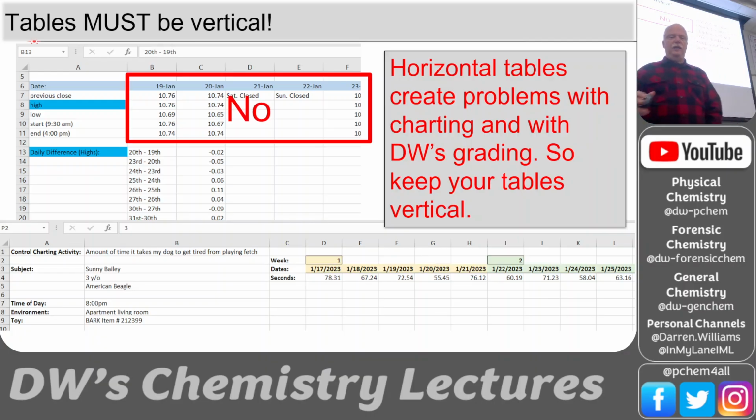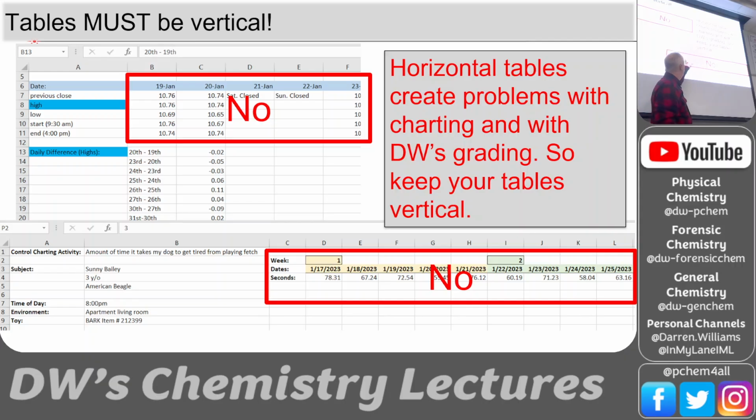Okay. So in this case, this person's putting the date and the data horizontally across the table. Same down here, you have the dates and you've got the data. And I mean, you could make it work, but it's not convenient. It's better to have your data go in columns.